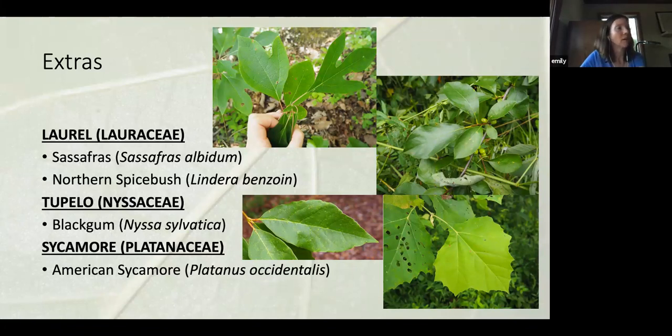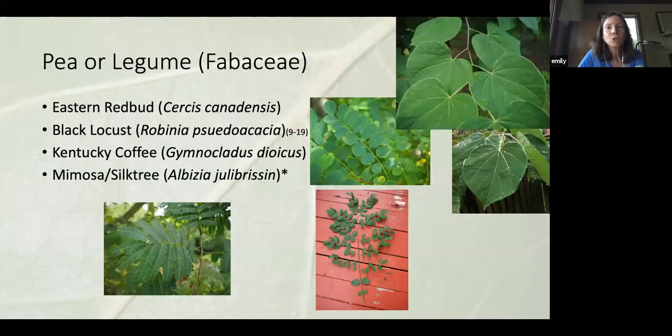Now we're getting into the compound leaves for alternate branching trees. And we're gonna do it by family again. So first we should start off with the peas, because they start off with the eastern redbud, which is not a compound leaf. Like, what's going on?